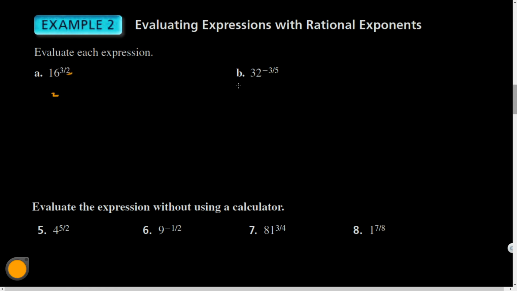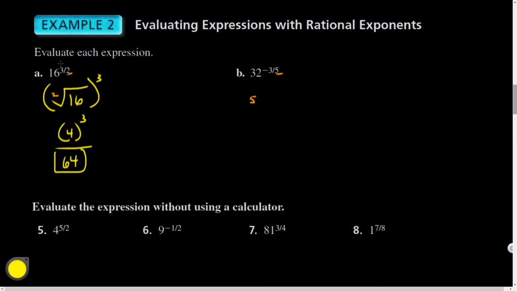And so I could rewrite this as a square root, and this one, the 5, could be rewritten as a 5th root. And so I could rewrite this as the square root of 16 all cubed. Okay? So the 2, the denominator of the exponent, becomes the index of the radical. Square root of 16 I can evaluate, that's just 4. And then I would cube the 4 and get 4 cubed is 64. All right, so there's a way that I could evaluate that.